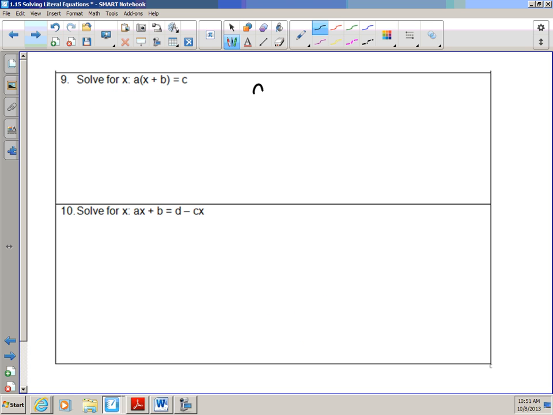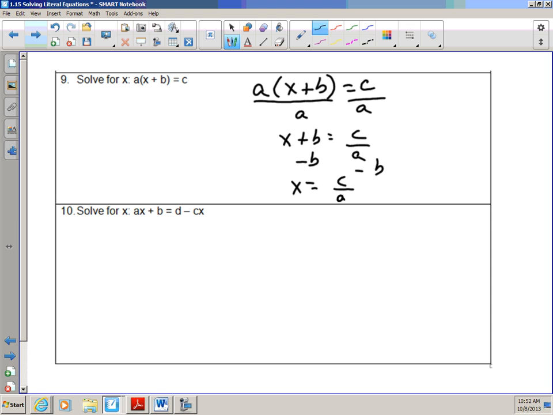Similar example, except I want to solve for x. Again, a natural inclination might be to distribute the a. But I'd rather try to avoid doing that step. So what I'm going to do here is I'm going to divide by the a to get x plus b equals c over a. And now all I have to do is subtract b, and I get x is c over a minus b. Could you have taken the first step of distributing the a? Yes, but you create more work when you do that.